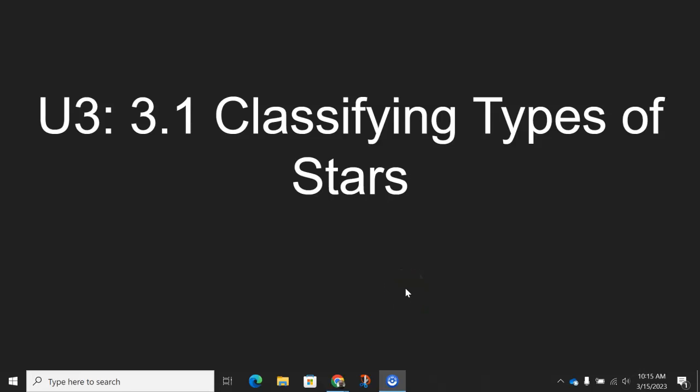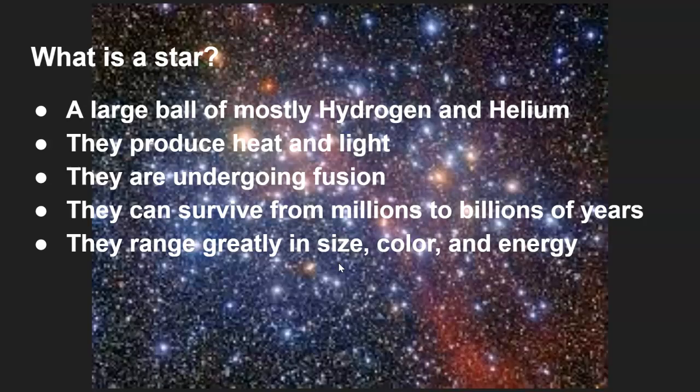All right, we are now moving into Unit 3, and today it is going to be a discussion on classification of types of stars. So let's start off with just trying to figure out what a star actually is. It's a large ball of mostly hydrogen and helium. Now, there can be many other elements in there as well, but hydrogen is one of the most important.